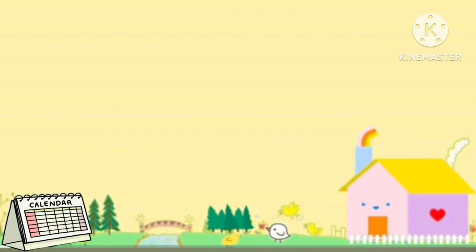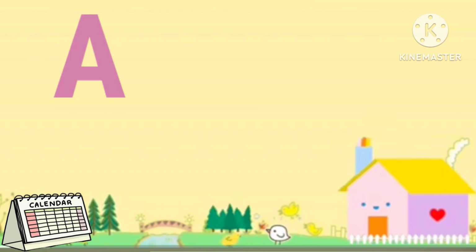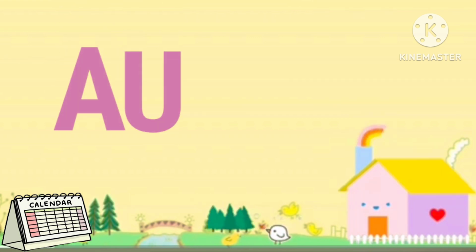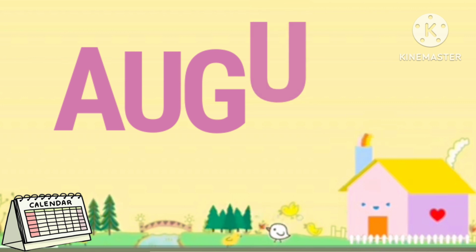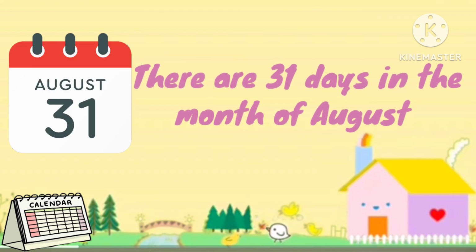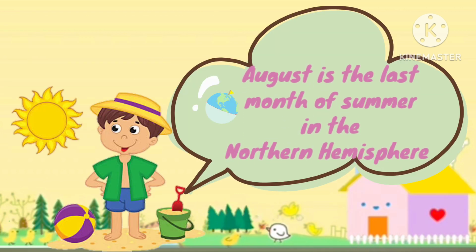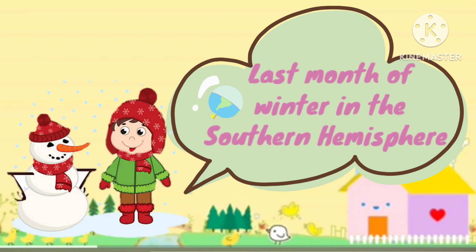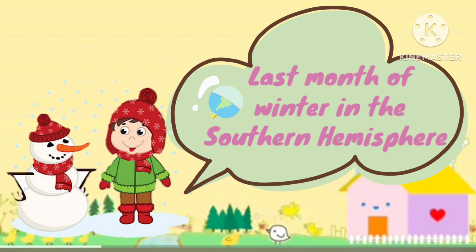Next month is August. A U G U S T. August. August is the 8th month of the year. So kids, remember, there are 31 days in the month of August. August is the last month of summer in the northern hemisphere and last month of winter in the southern hemisphere.